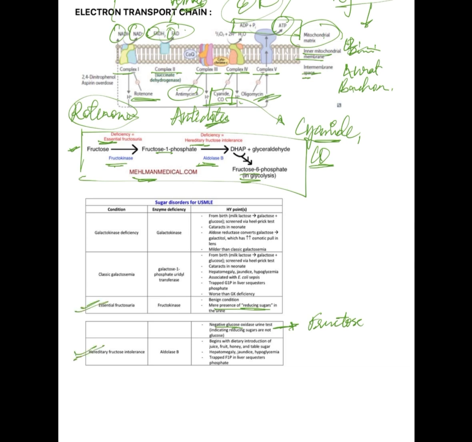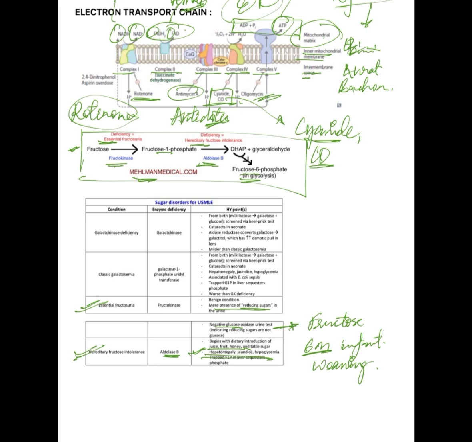Then there is hereditary fructose intolerance. What is happening here? This is seen in a clinical case vignette where a 6-month-old infant is undergoing weaning, where they are introducing juice, fruit, honey, and other stuff in his diet. So what is happening? As soon as they introduce these, the patient has symptoms: hepatomegaly, jaundice, hypoglycemia, and so on. This is because of the deficiency of aldolase B and non-utilization of fructose in production of energy.